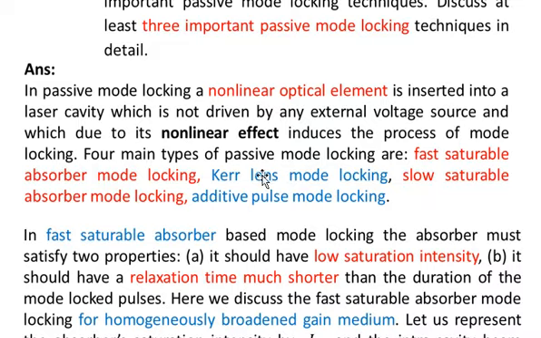Four main types of passive mode locking are fast saturable absorber mode locking, Kerr lens mode locking, slow saturable absorber mode locking, and additive pulse mode locking. And we shall present these four techniques one by one.